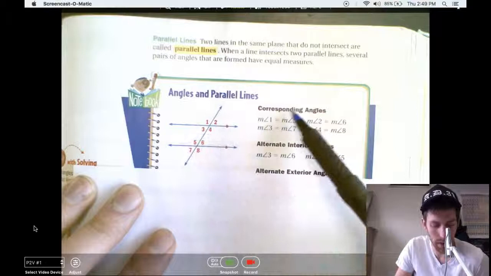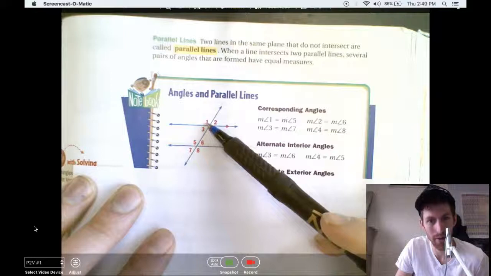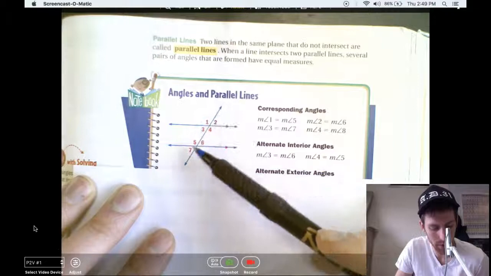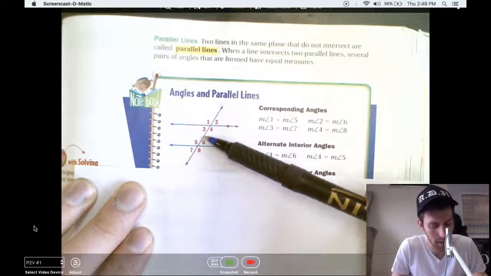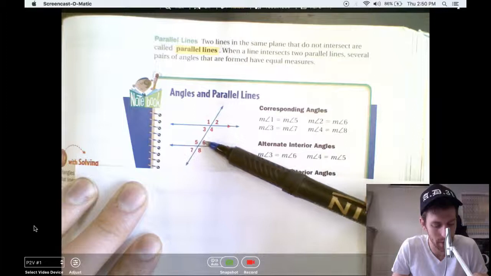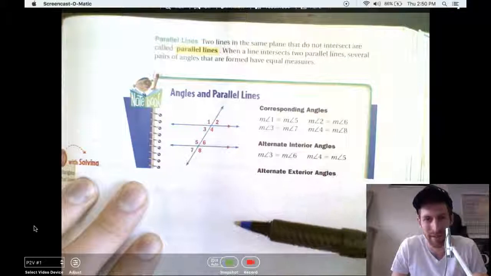2 and 6. What would the corresponding angle with number 1 be? Angle 5, right? 1 and 5 are corresponding. Are 1 and 7 corresponding? No. 1 is obtuse, 7 is acute. So it works like you follow this line that's cutting through the parallel lines, and right after this line, you've got the right side. Then right after this line, you've got the right side. Those two are corresponding. I'm trying to explain this in different ways here.